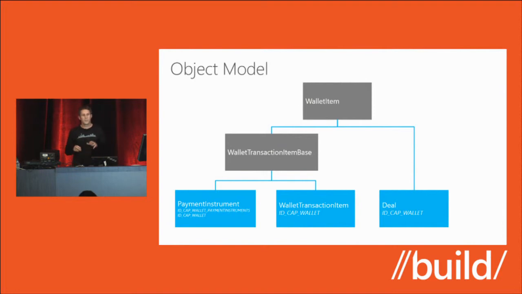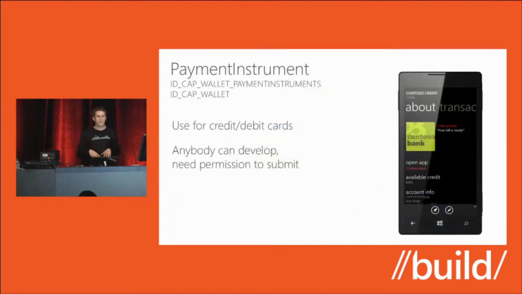So I'm just going to talk a bit about the different object types that we have as part of the wallet APIs. So the ones along the bottom row are the ones that you can instantiate from your app. So we have payment instrument, wallet transaction item, and the one we just played with, deal. Diving into each one. So payment instrument, I mentioned there's a special capability, but anyone can play around with it. It's just when it comes to app submission that we want you to have some special permissions.